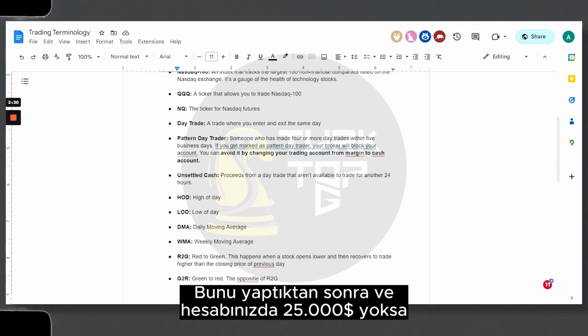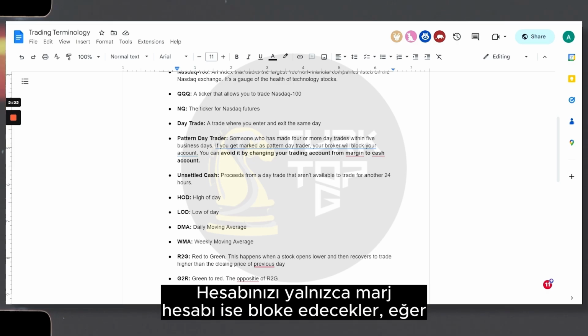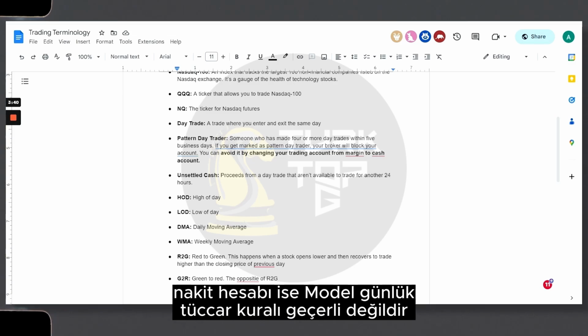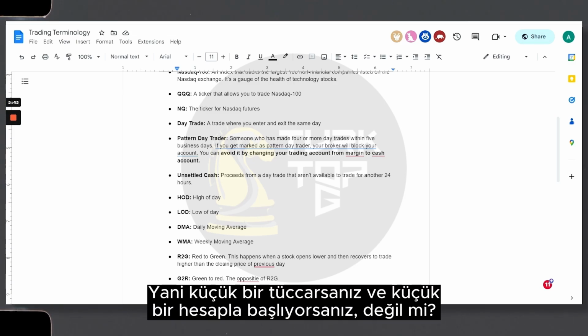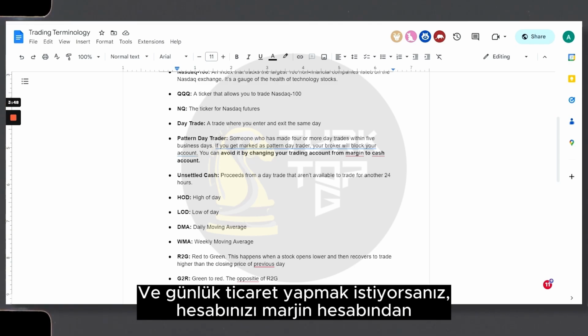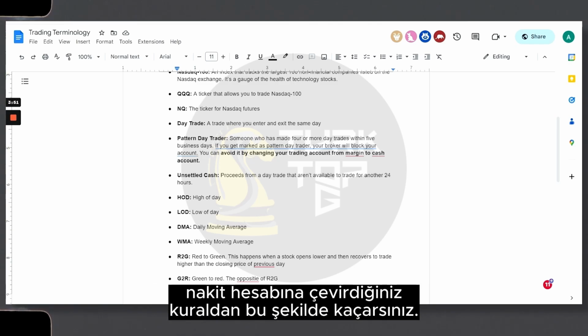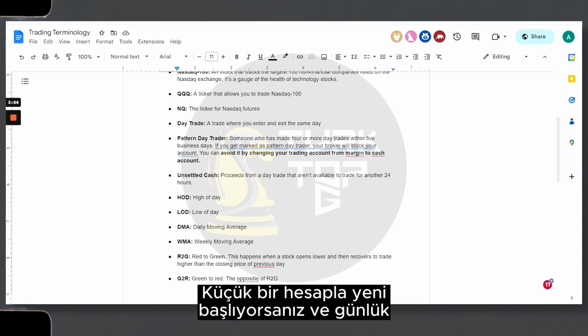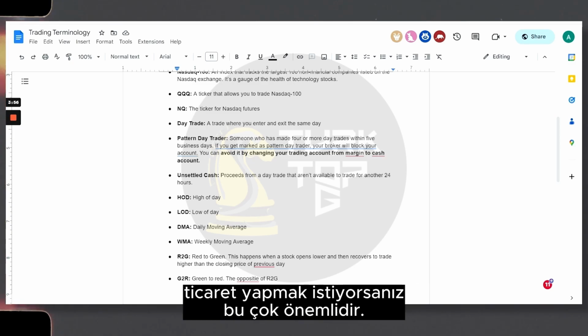Once you do that, and if you don't have $25,000 in your account, they will block your account, only if it is a margin account. If it's a cash account, pattern day trader rule does not apply. So if you're a small trader and you're starting with a small account, right, and you do want to day trade, that's how you escape the rule. You change your account from a margin account to a cash account. So that's crucial if you're just starting out with a small account and want to day trade.